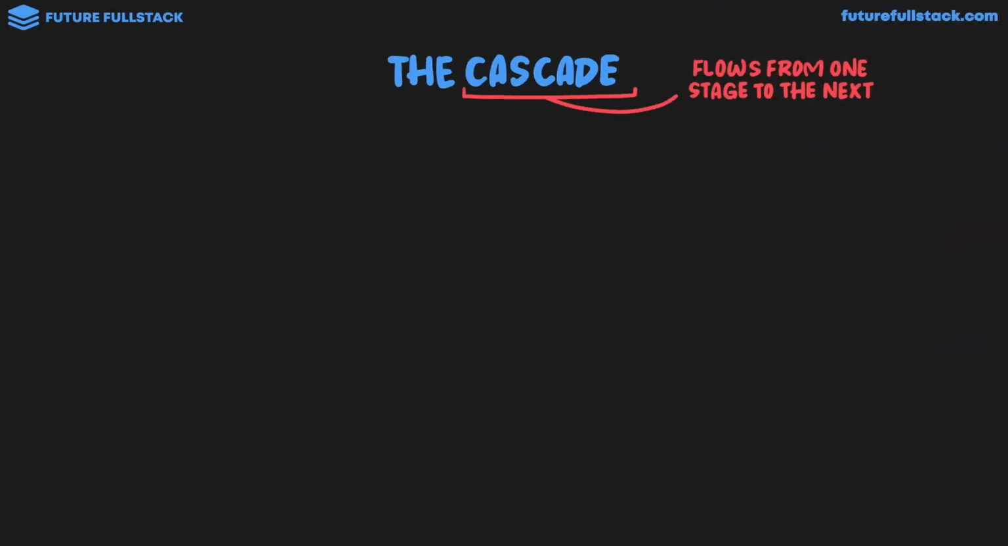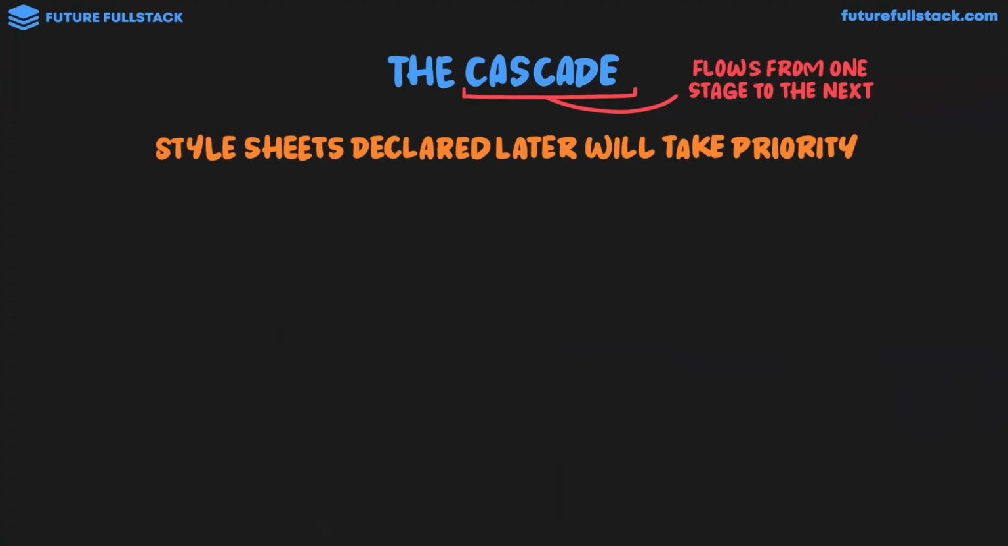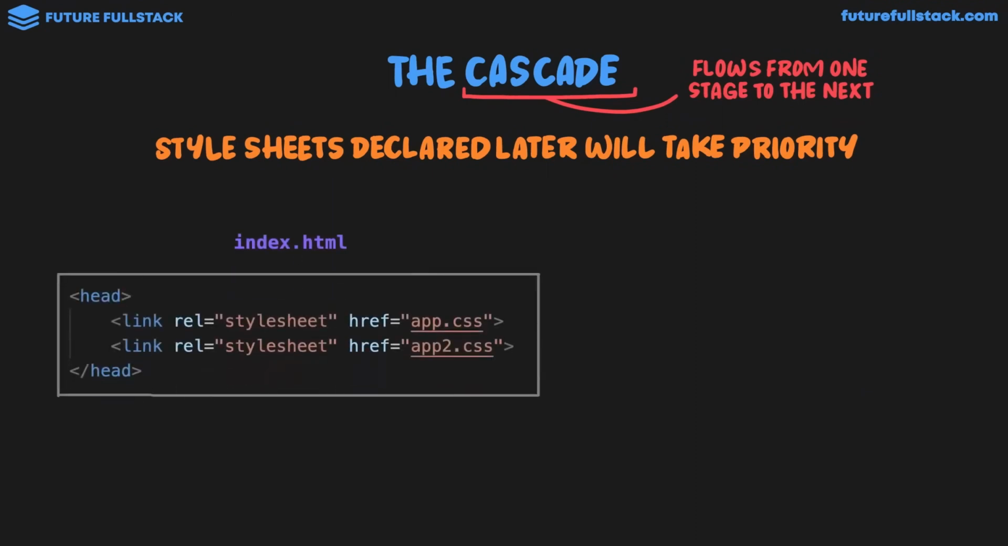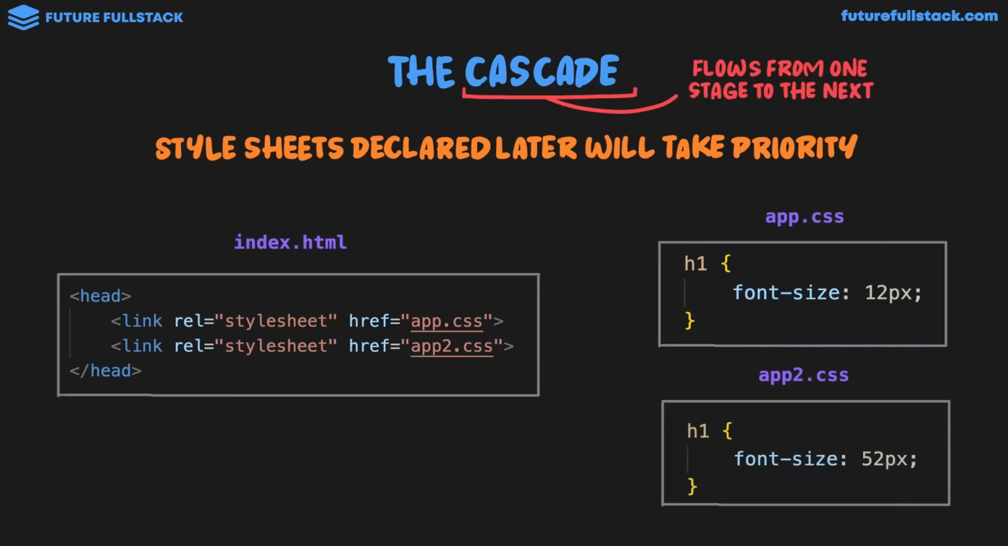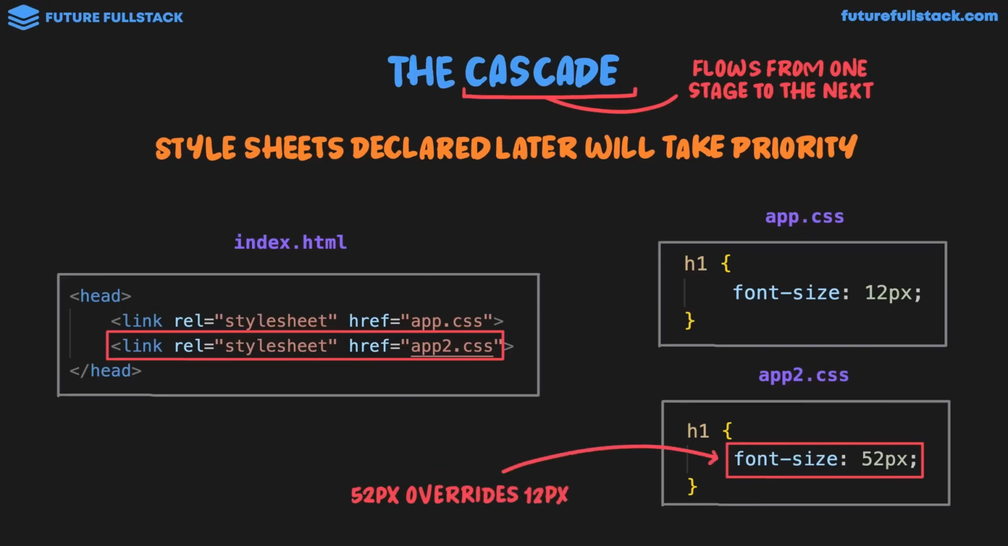Now, not only do styles declared later take priority, but also style sheets declared later will take priority. For example, let's say we had an index.html file, and we have these two style sheets, app.css and app2.css. In app.css, we have the CSS rule H1 has a font size of 12 pixels, and in app2.css, we have an H1 with a font size of 52 pixels. So because app2.css is declared after app.css, the font size 52 pixels overrides 12 pixels from the previous style sheet. Let's look at this in action inside VS Code.